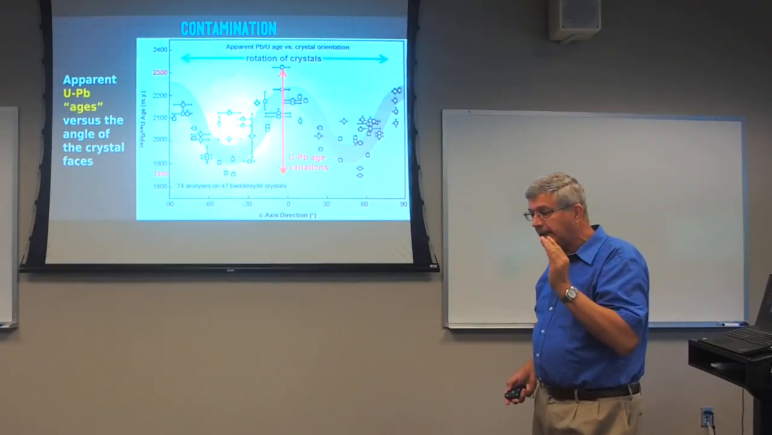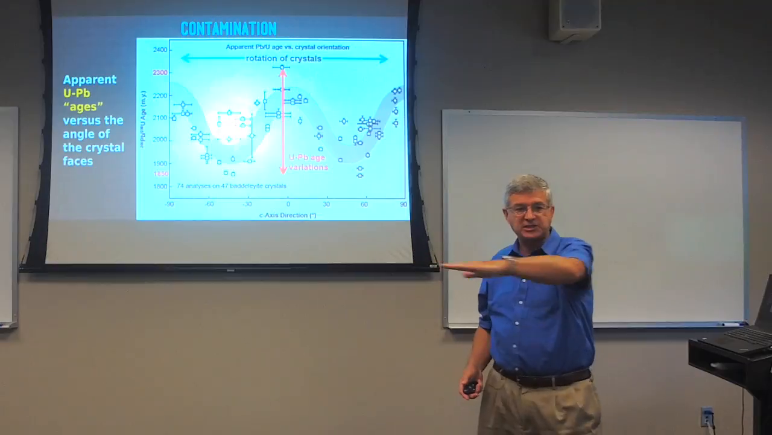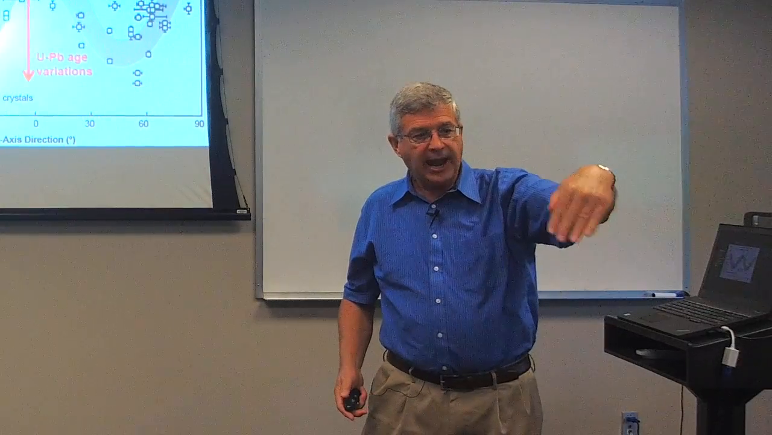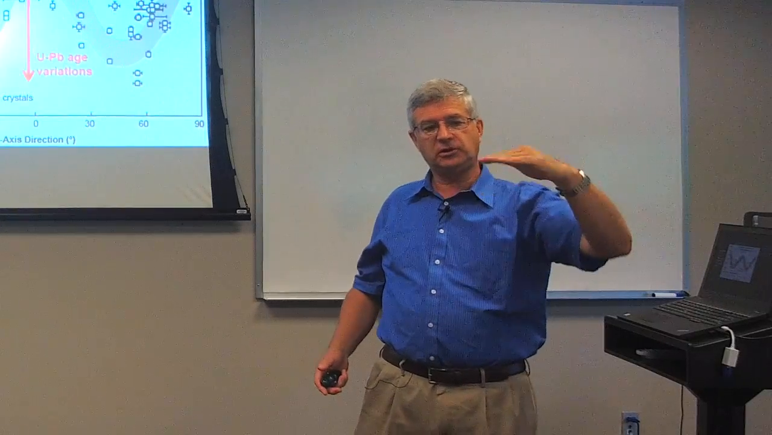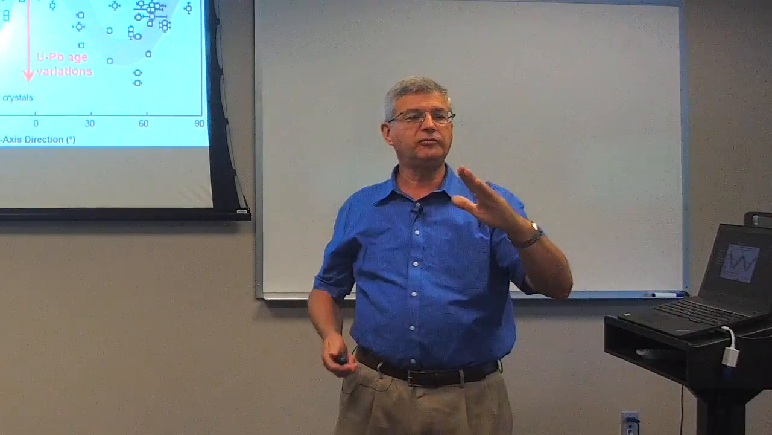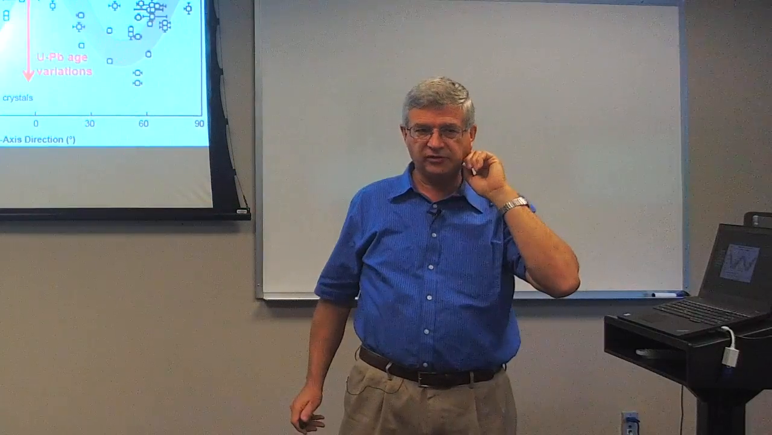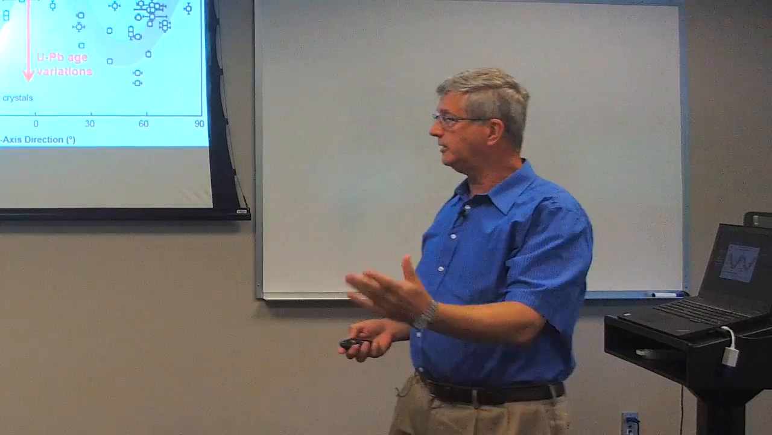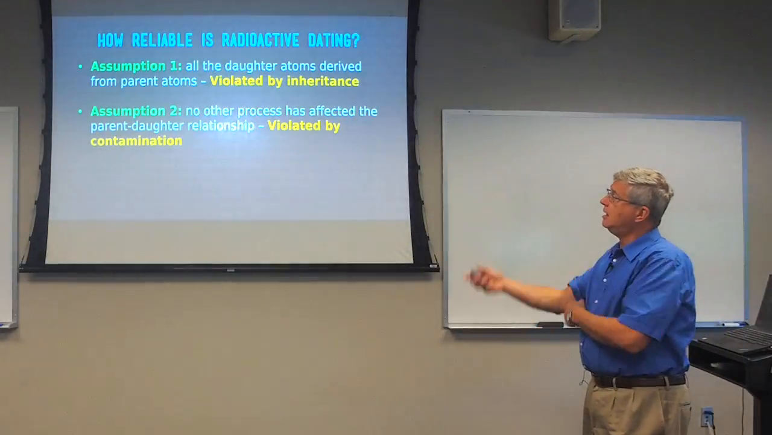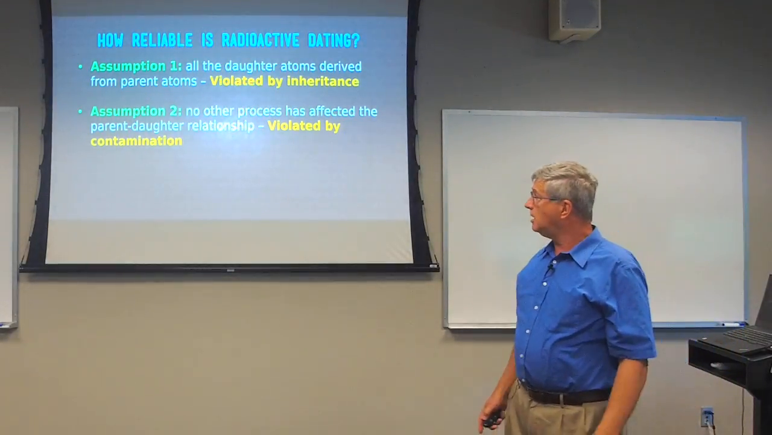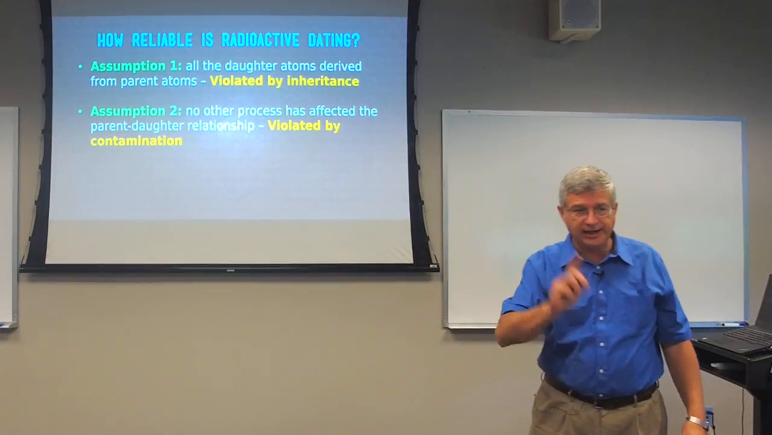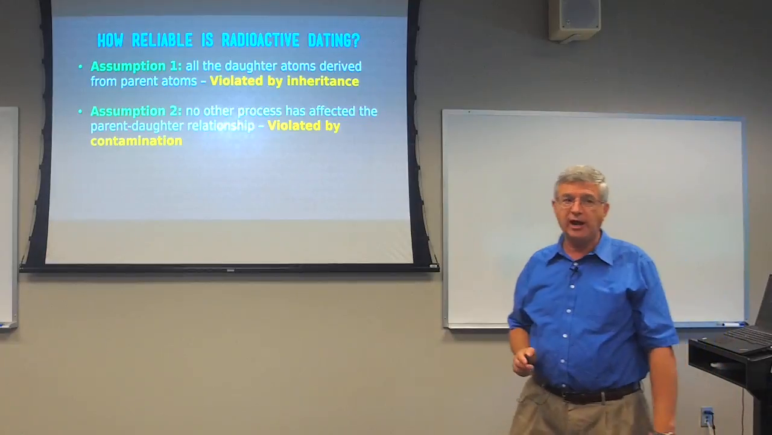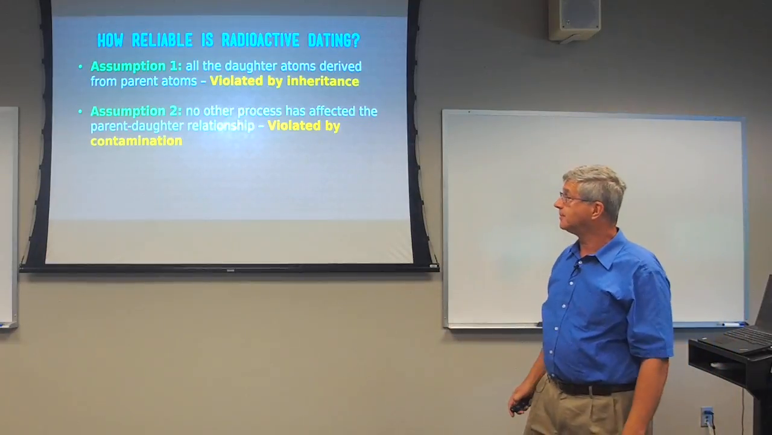So when you get a rock where you've got a flat surface with all those different grains that you're analysing, how do you know the angle of the beam to the crystal? Because you've cut your rock to get a flat surface, you don't know the angle. So how do you know that you're getting the correct ages? So numerous examples show that other processes have affected the parent-daughter relationship. So assumption number 2 is violated by contamination.